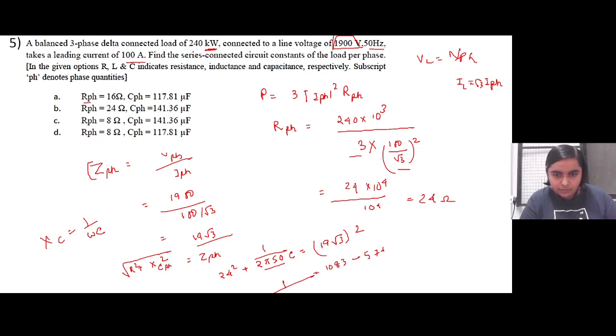1 by 20 pi, 2 pi 50, so it is 100 pi C. This minus 1083 is 507. So C is equal to 1 by 100 pi into 507.